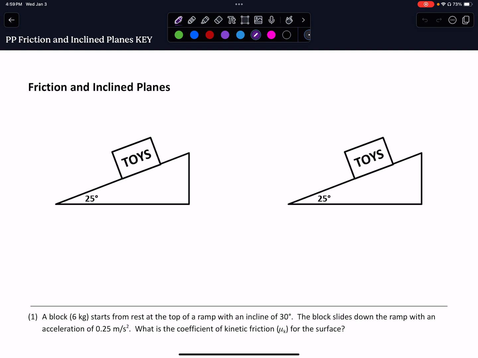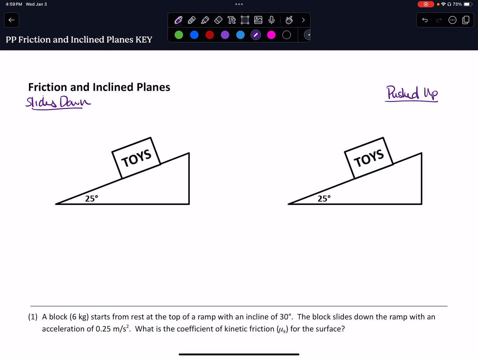This screencast is going to look at objects that are on inclined planes and how friction can impact the motion of those objects. All right, so I have two pictures here. We're going to look at two different situations. We're going to look at what happens when an object slides down an inclined plane, and then we're going to look at what happens when it is pushed, which isn't the best word, but we'll talk about that when we get there. But when it moves up the inclined plane, let's think about it that way.